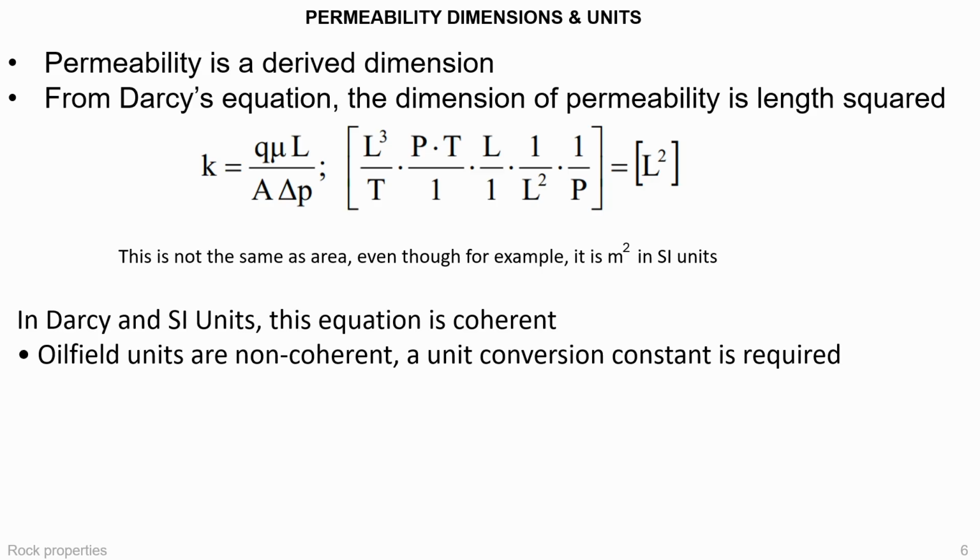Permeability has dimensions of length squared. In SI units it is m², but in petroleum engineering we often use Darcy and milli-Darcy, because most reservoir rocks have permeability far below 1 Darcy, so milli-Darcy is convenient. Also mention that oilfield unit systems often require conversion constants because they are non-coherent. This is why careful unit handling is critical in reservoir engineering.